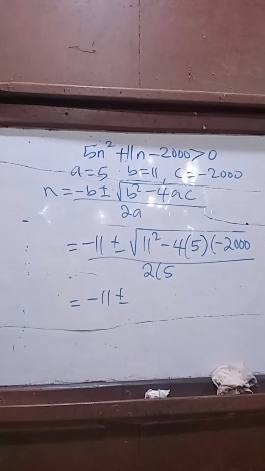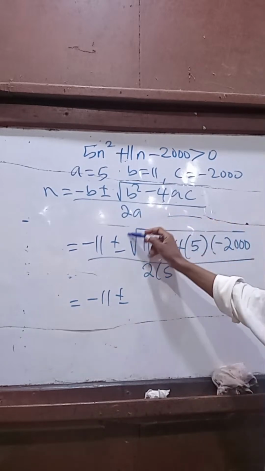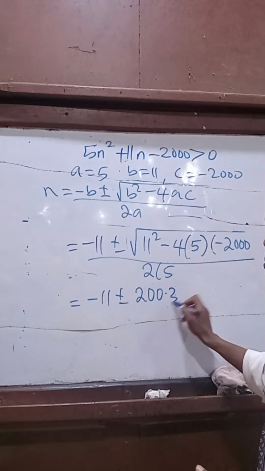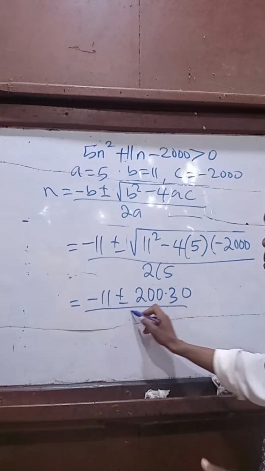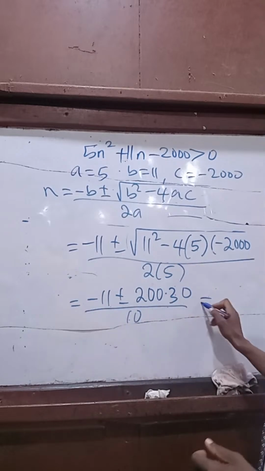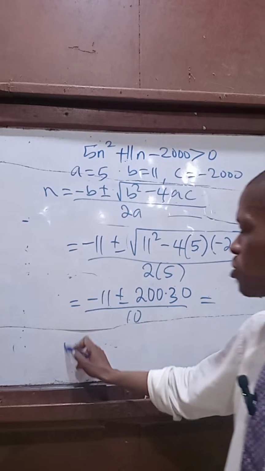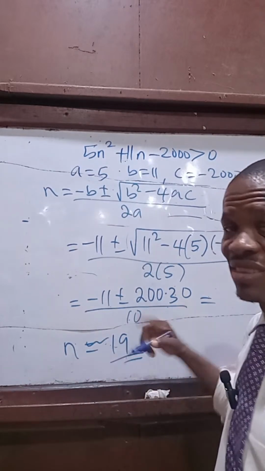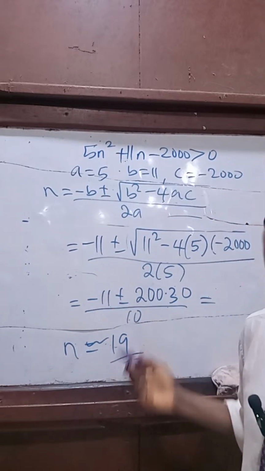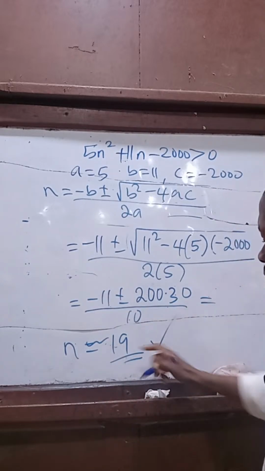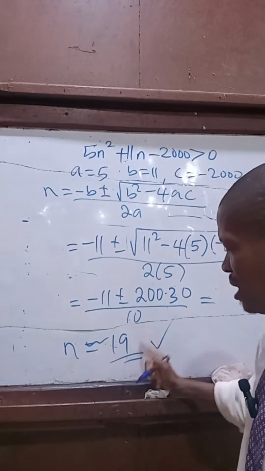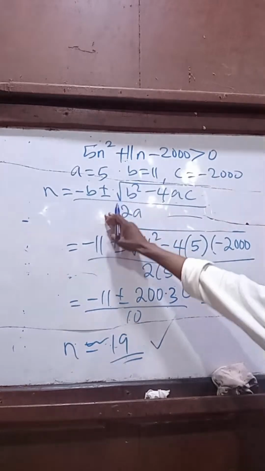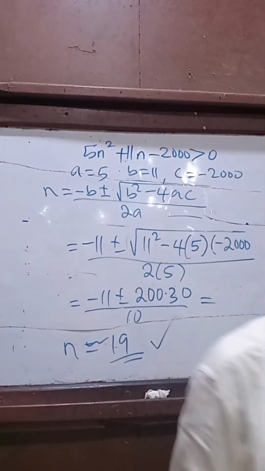So if you do all this square root, that will be 200.3. You can confirm that. Over 10, n will be approximately 19. The other one is negative, and n cannot be negative, so we're going to take the positive one. Actually, it's 18 point something, approximately 19. So that's that on this question.